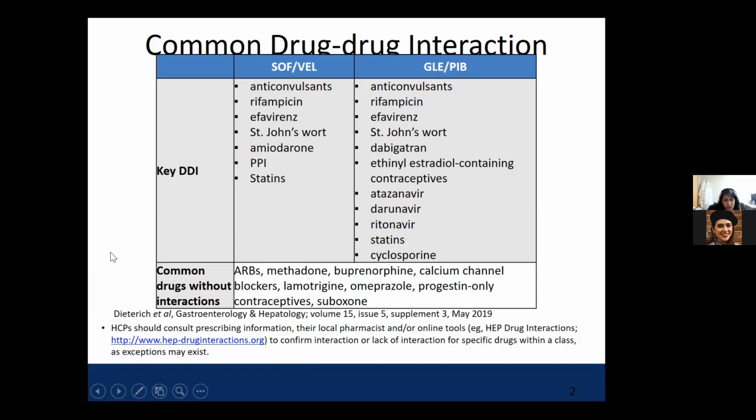I'll show you another way you can check your drug-drug interactions, including discussing it with your pharmacist that works with your practice, or individual pharmacists that patients are getting their medications from.